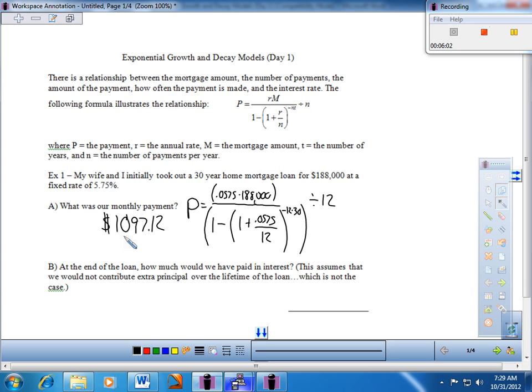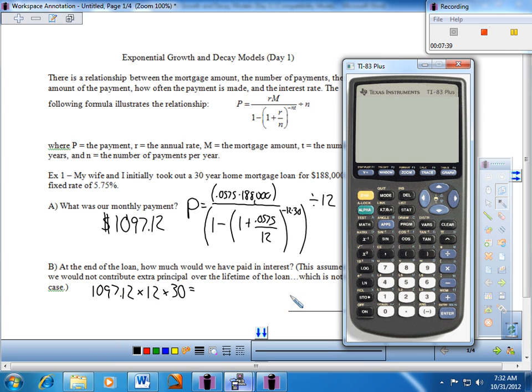So let's see. Let's do this. Let's do the 1,097.12, again, times 12, so 12 payments per year, and then times 30 years. So really times 360. That would be the case here. So times 360, that's how many payments we would make over the lifetime of the loan. And let's see what happens. So I'm going to do that, 1,097.12 times 360 and take a look.